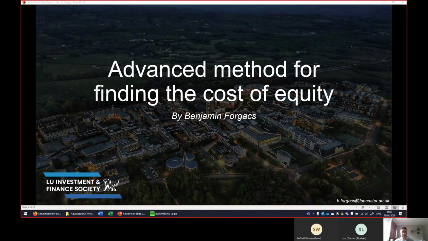My name is Ben Forgacs, and I'll be covering an overview of what we look for when we are calculating the cost of equity and applying it in the real world. A lot of you will have probably learned about cost of equity before, and a lot of the theory is very different to what it actually looks like when you're using the cost of equity for valuation. So the point of this workshop is to give you an overview of that.